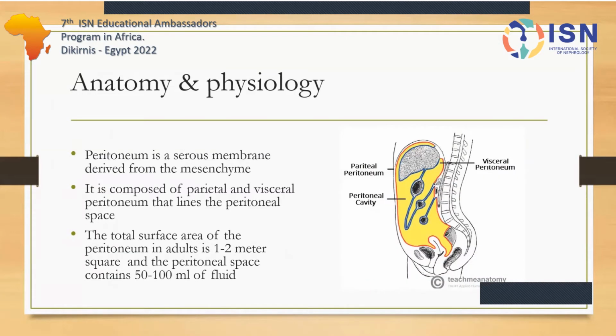Just to refresh our memory about the peritoneal membrane, it consists of visceral and parietal peritoneum. Here in this illustration on your right, the parietal is in red, and the visceral peritoneum is in yellow. Between them, there's a physiological fluid of between 50 to 100 mL, and the main physiological function of the peritoneal membrane is to allow movement of the viscera as well as protection for the viscera.